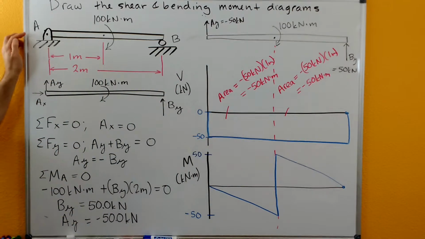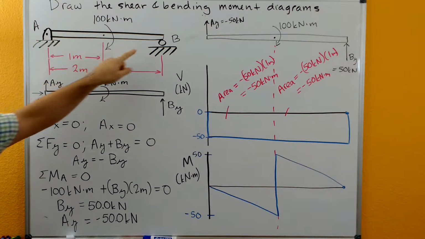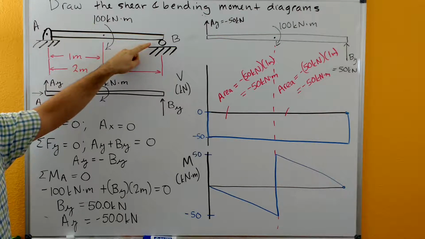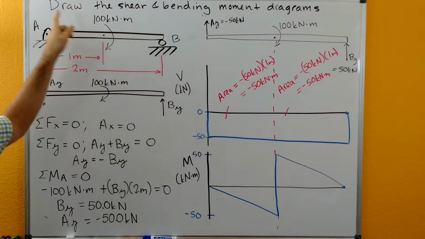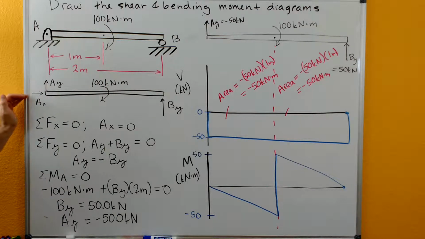So we have a beam here that's supported on this end with a smooth frictionless pin at A, and this end with a smooth frictionless roller at B. And we're going to draw the shear and bending moment diagrams for the beam. Here's our free body diagram.